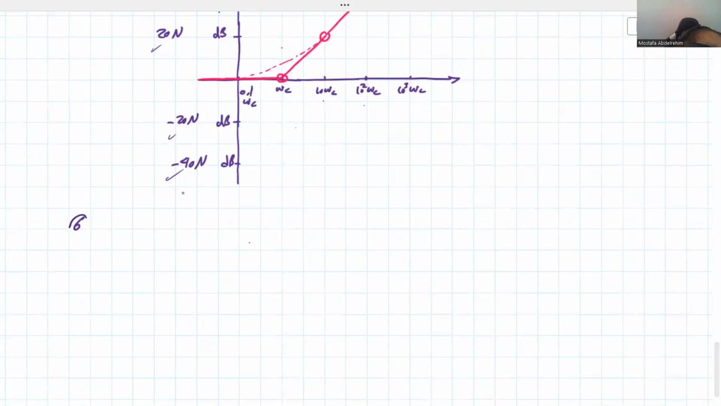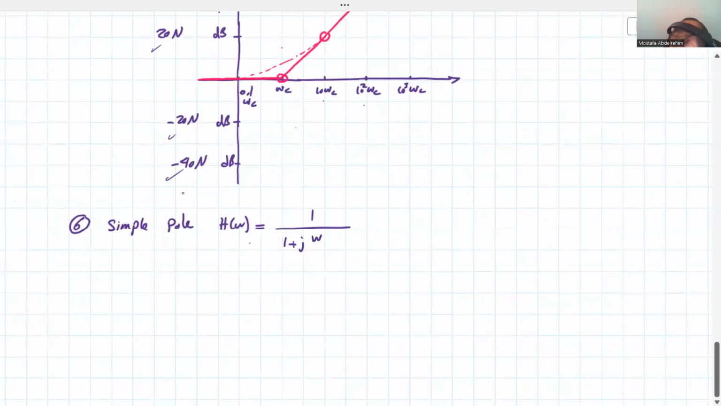Number 6. Simple ball. And we're going to do directly the one with exponent. So H of omega equal to 1 divided by 1 plus j omega divided by omega c, to the power of n.